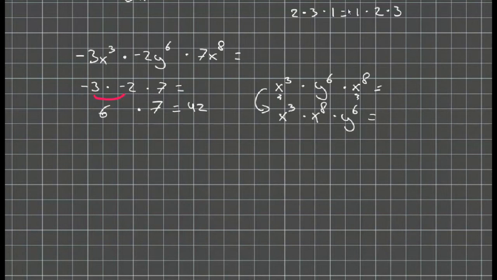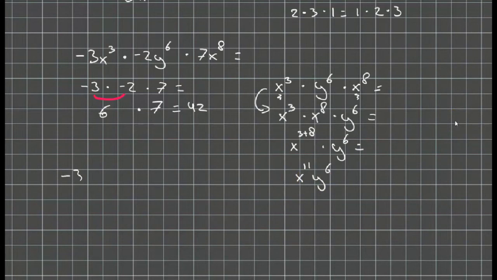Then I have an x to the power 3 times x to the power 8, and I can add those exponents together because I have the same base. And if I have the same base, I can add the exponents together. And because I multiply letters, I don't have to write down a multiplication sign in between. So here in between, there's no multiplication sign anymore. And then I just have to add it all together.